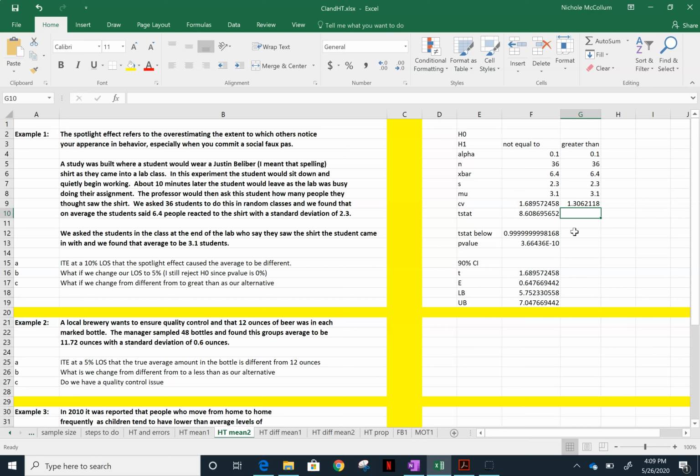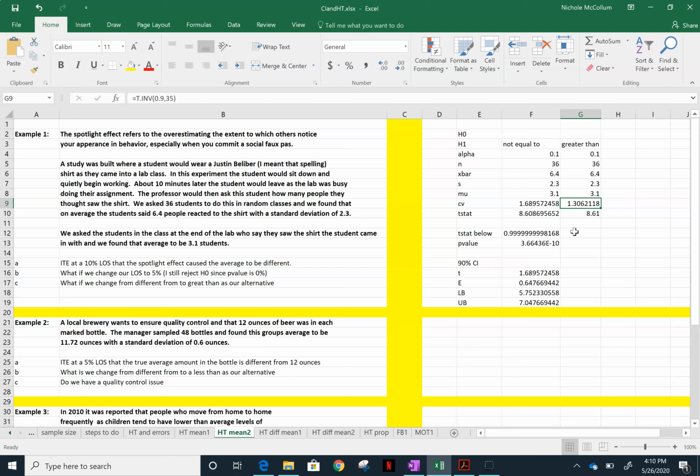My t stat hasn't changed though, right? My t stat has nothing to do with the critical value. My sample is still my sample. It's still 8.61 to 2 decimals. Just look over there, I just rounded it. Notice, in the critical value approach, the only thing that's changed is the critical value. That's the only thing that changed.